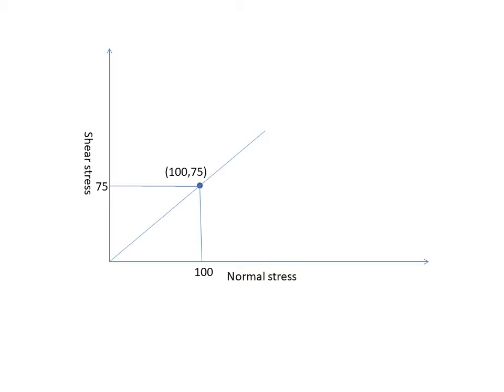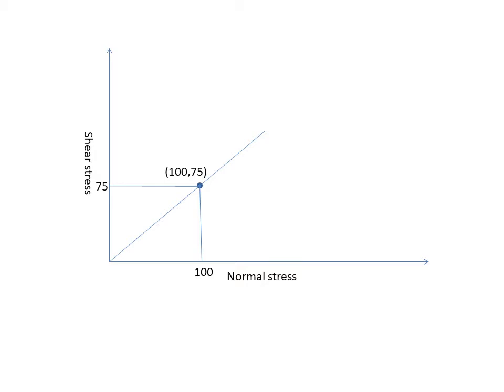So this is your point at which your soil will be failing. Your Mohr failure envelope will pass through this point, and since it is a sandy soil, since it doesn't have cohesion, your y-intercept will be 0. So from the origin, draw a line which passes through this point. This is your Mohr failure envelope.